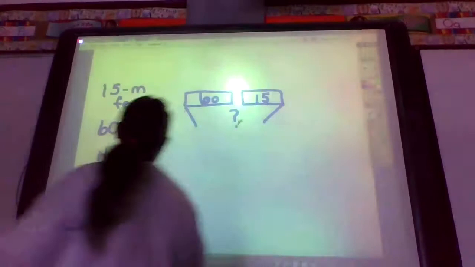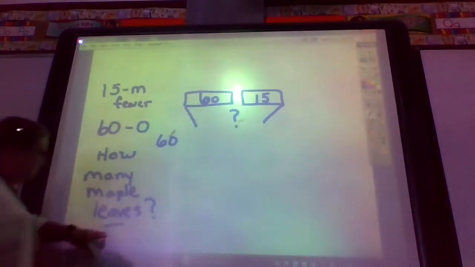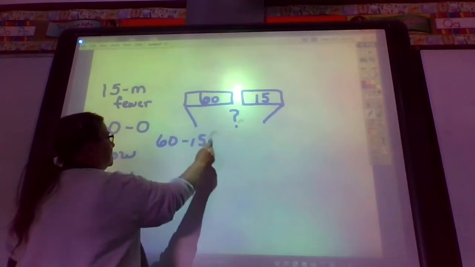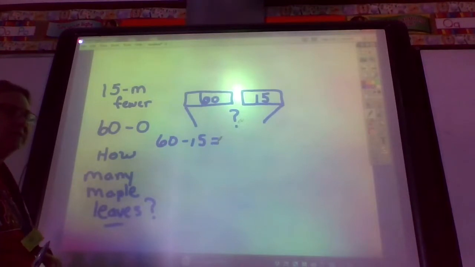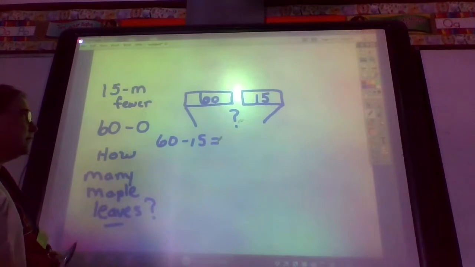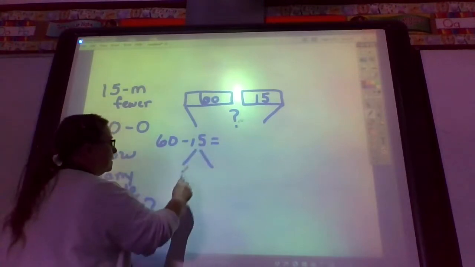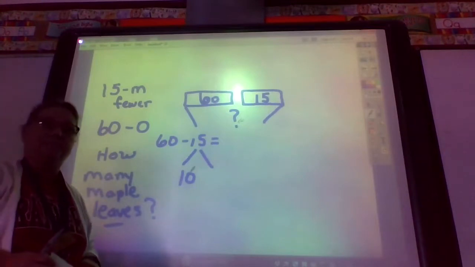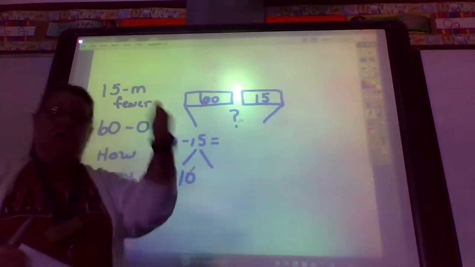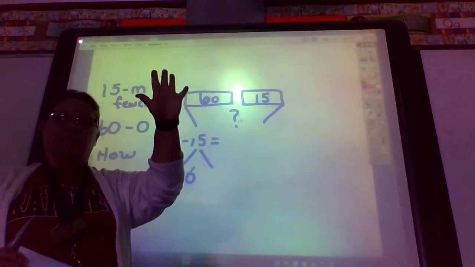Okay, well, I needed a problem. 60, and we said we were going to subtract, minus 15. Okay, 60 minus 15. I'm going to pull one of my numbers apart. I'm going to pull a 10 out because it would be easier to subtract. If I pull 10 out of 15, I have 5 left, right? Because if I pull 10 out, 11, 12, 13, 14, 15. Means I have 5 left.